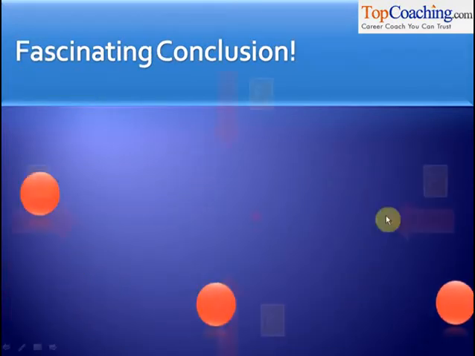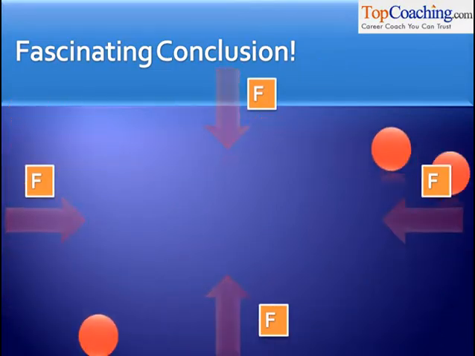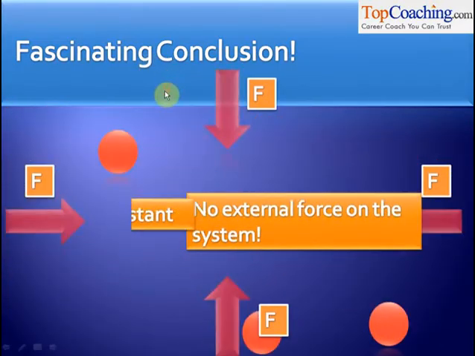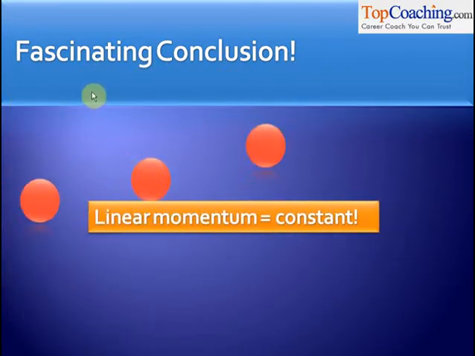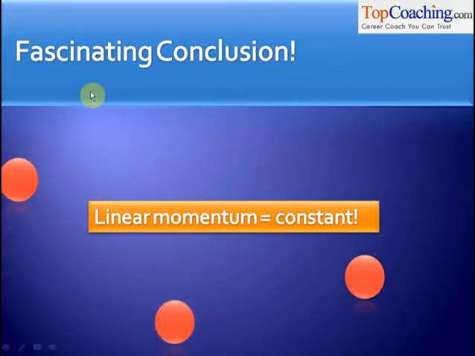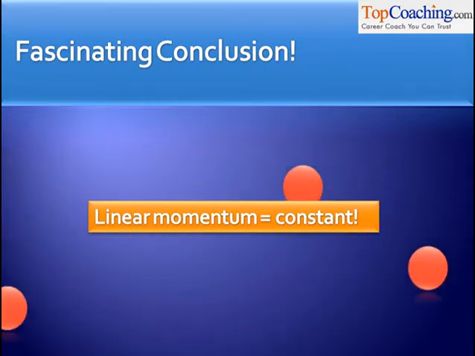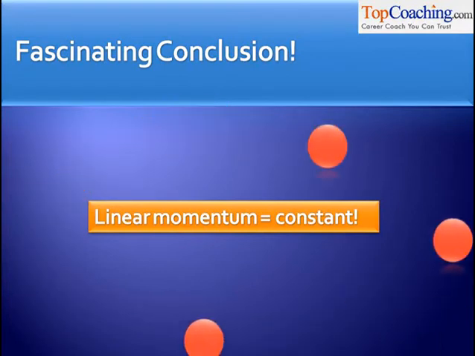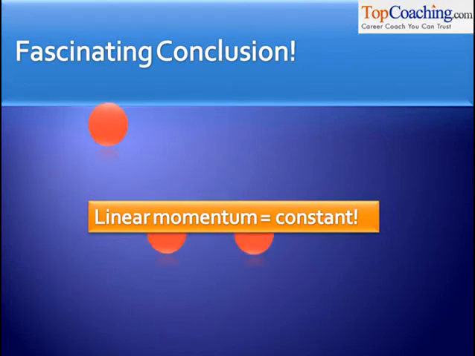There's yet another fascinating conclusion that we can draw. If you consider any system and if no force is acting on the system, in that case, we already know that the velocity of the center of mass is constant. Now, linear momentum will also be constant in that case. That is because the net linear momentum of the system is velocity of center of mass into sum of masses, isn't it? Since the velocity of center of mass is constant when no forces are acting on the system, therefore the linear momentum of the system is also constant when no forces are acting on the system.